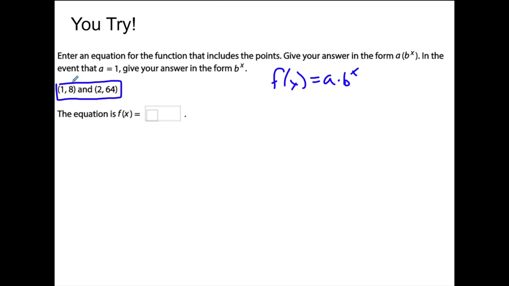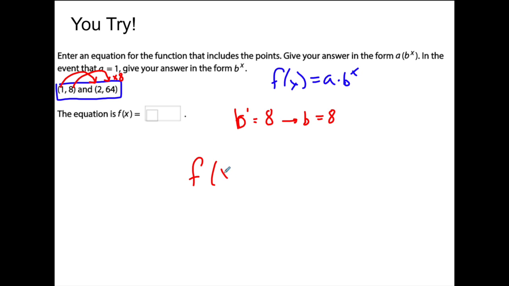Okay, so what you know is that as you go up by 1, y is being multiplied by 8. So going up by 1 means r to the first, times 8. 8 times 8 is 64. So in other words, b is equal to 8. So now we choose our point. I'm going to choose (1, 8).